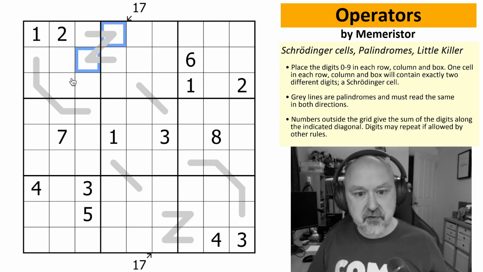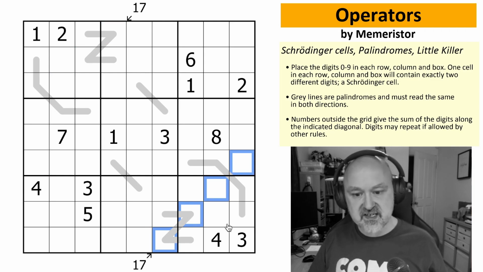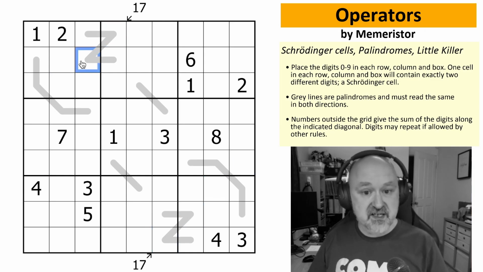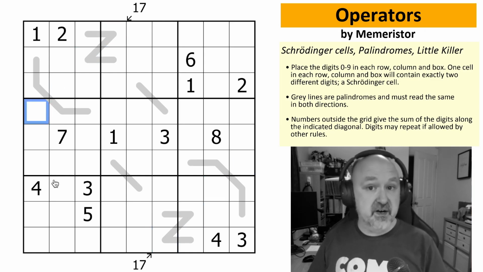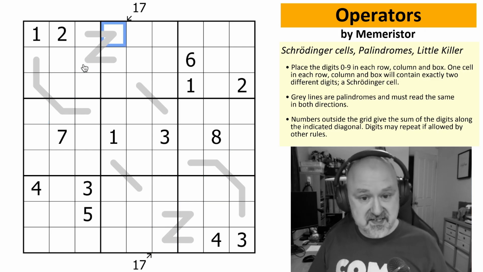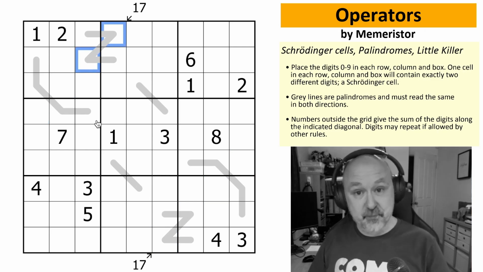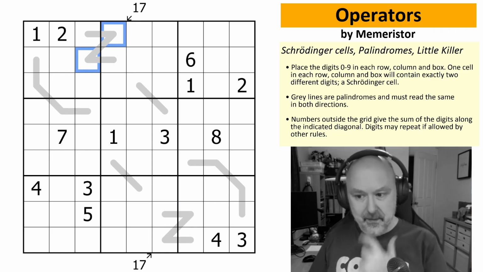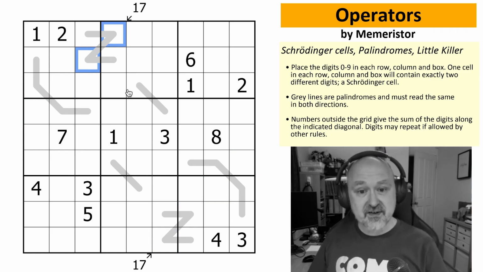These indicate the totals along these diagonals. So these 4 cells will sum to 17. These 4 cells will sum to 17. Digits may repeat along those indicated diagonals if permitted by other rules, which is good because this is a palindrome, and if they couldn't repeat, we would be in trouble. That's all we've got to go on to solve this puzzle.